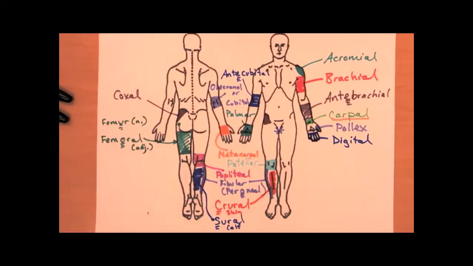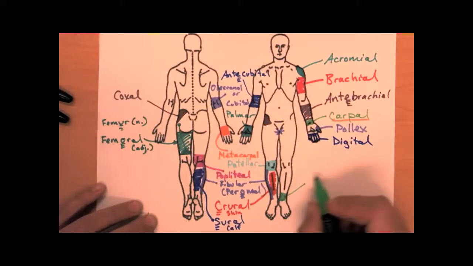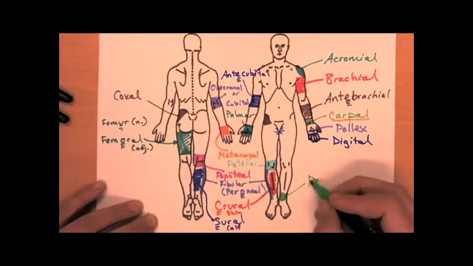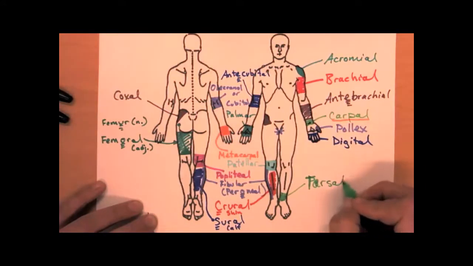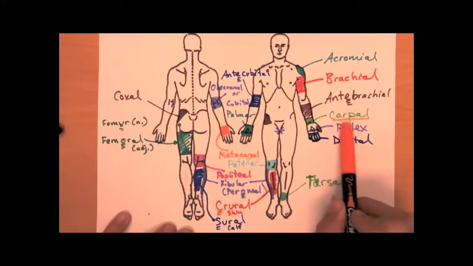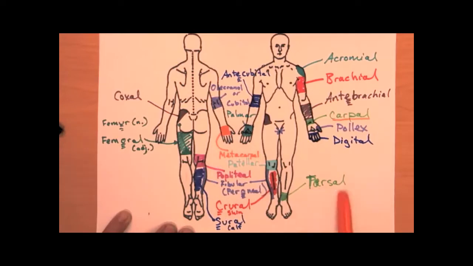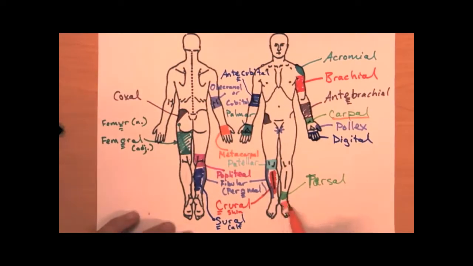Okay, so pedal. If you're a pedestrian, you're walking on your feet. So pedal is your entire foot. Specifically, the ankle is tarsal. Just like up here, carpal is the joint, and metacarpal is part of the hand itself. Here, tarsal is the joint, it's the ankle, and the superior part of the foot is metatarsal.